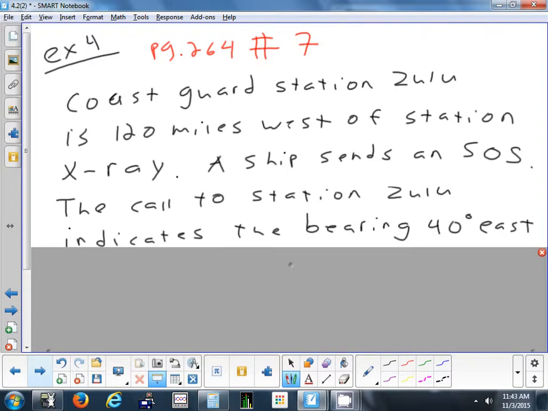Each station can tell what direction the signal is coming in from, but if all you have is a single station, all I could tell you is the signal's coming from that way. I don't know if it's right in front of me. I don't know if it's 50 miles, 3,000 miles. All I know is it's that way. But if we have another station that says it's coming from that way, basically what we can do is figure out where the 2 lines would cross each other, and that's where the boat would be.